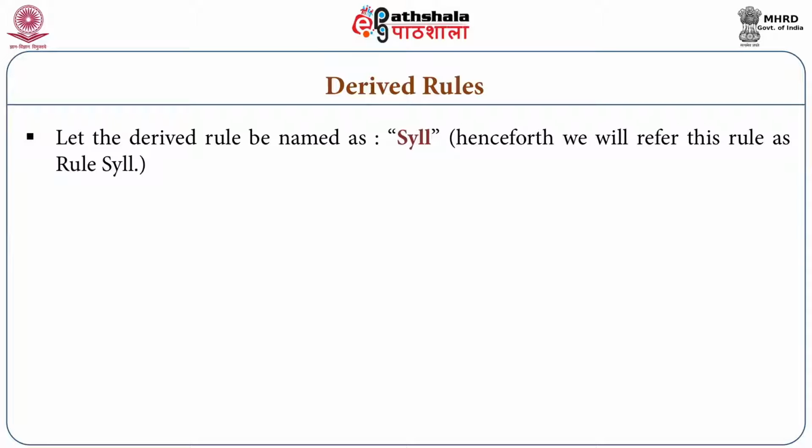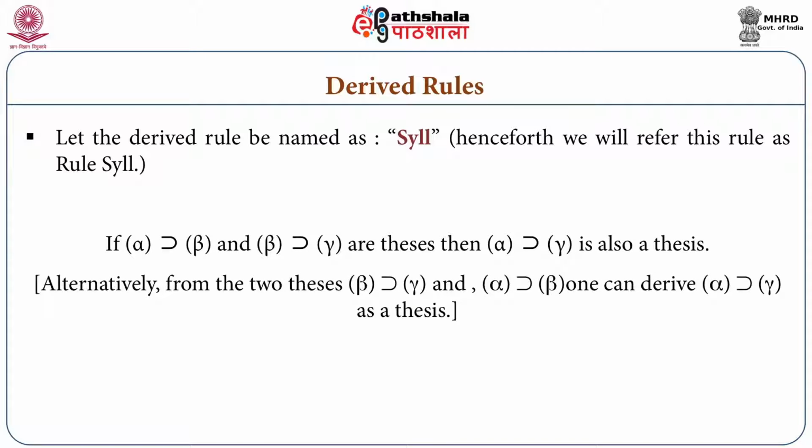Now we will give a new name to these derived rules. SYLL is the short form of derived rules. So we have conveniently given the name SYLL to these derived rules. One of the examples is this: if alpha implies beta and beta implies gamma, then we can infer the conclusion alpha implies gamma.